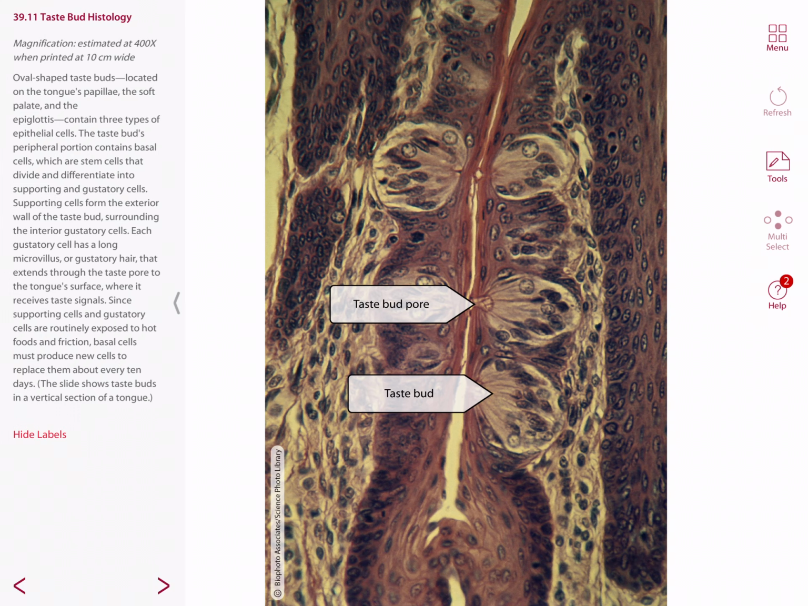Now here's the taste bud under microscope. So you can see that taste bud pore. That taste bud pore is going to have that microvilli, that hair sticking out, and that's going to extend through there to the tongue surface, and then you're going to get those taste signals. You've got other supporting cells and gustatory cells, and these are actually renewing themselves quite often, because if you think about it, you're damaging them all the time. So about every 10 days you're getting new cells here.